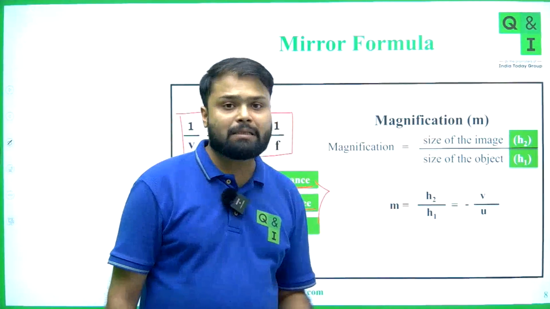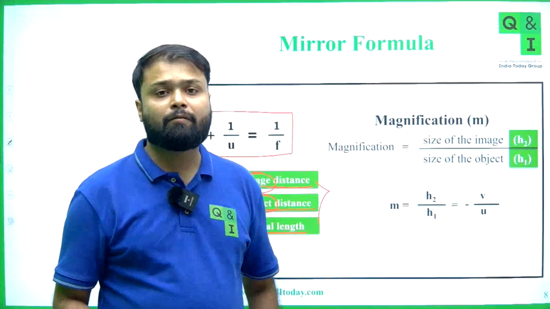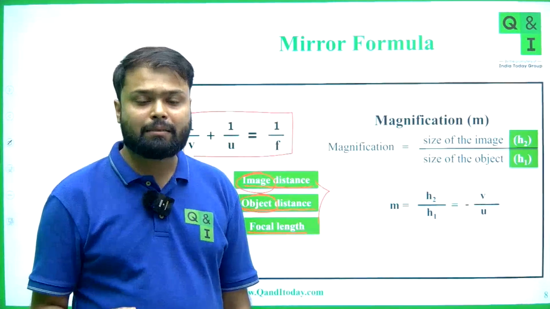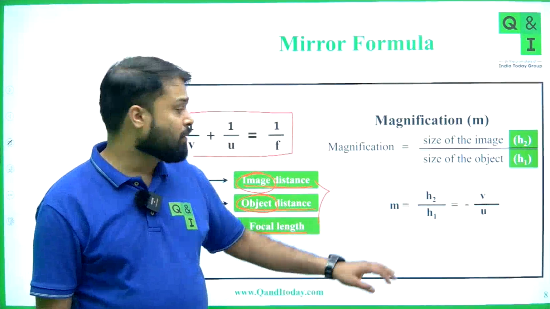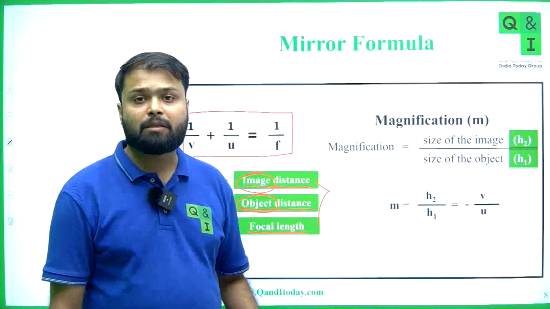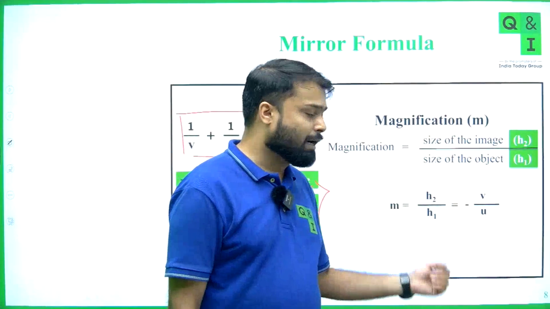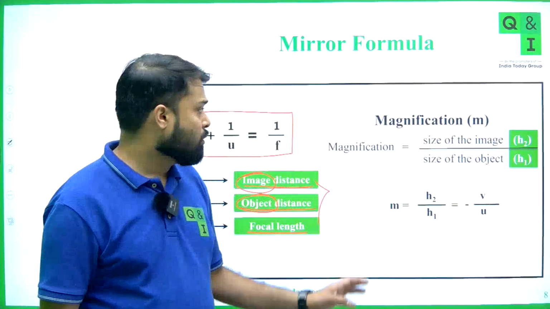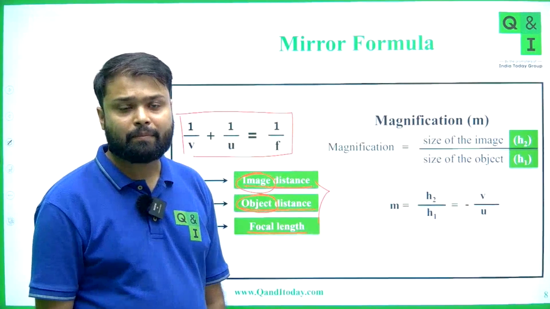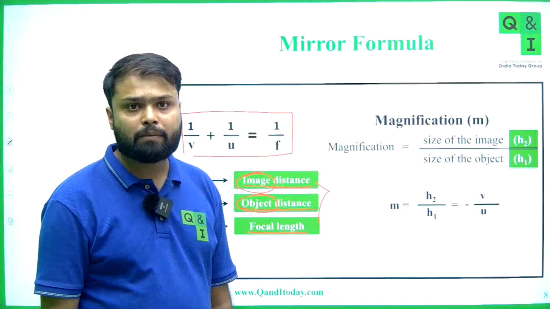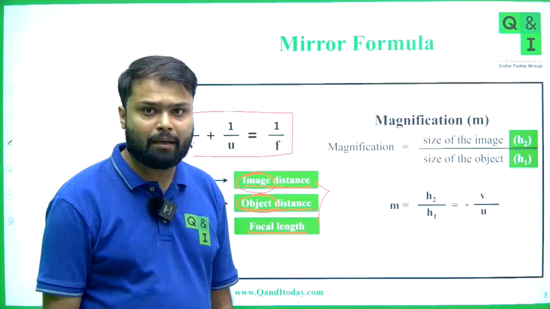Basically, magnification tells us whether the image is enlarged or diminished, inverted or erect. So we get this information from the magnification, which is nothing but the height of image upon height of object. Is this clear? We will solve some problems based on these formulas for better clarity.